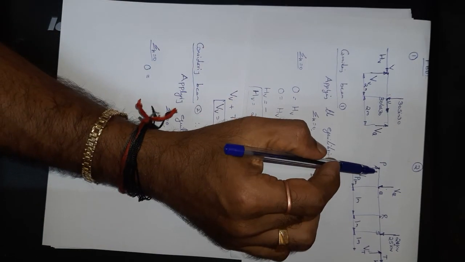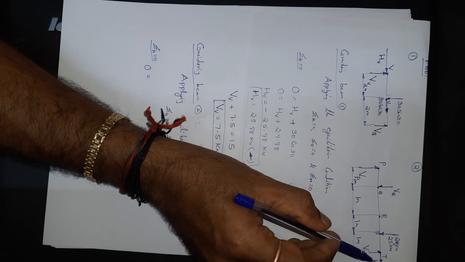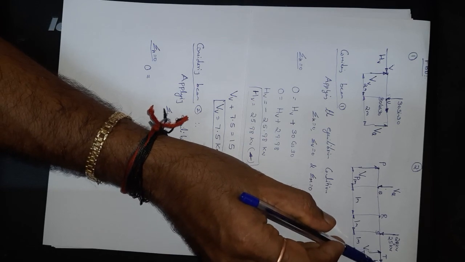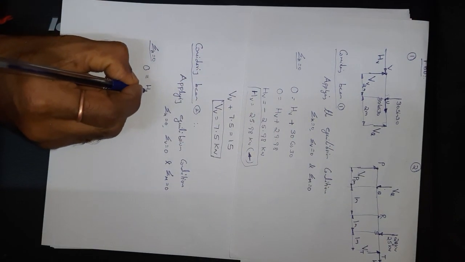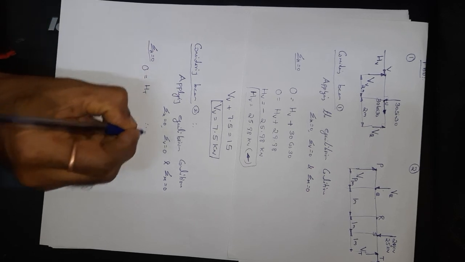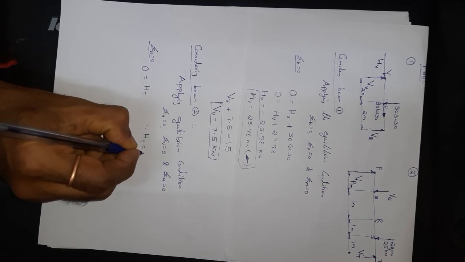Look at here. How many horizontal forces are there? Only one, which is HT, which is pointing towards the positive direction. So HT equal to 0. Therefore HT equal to 0.